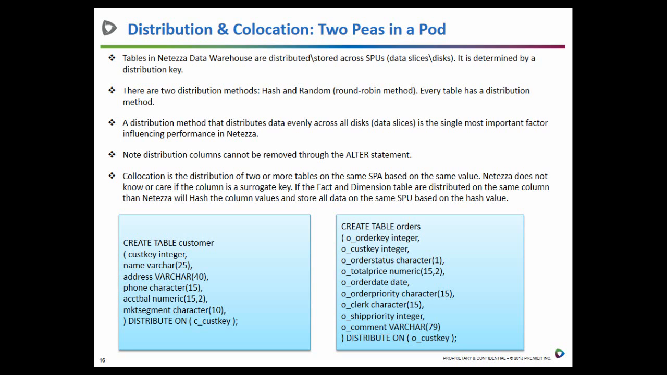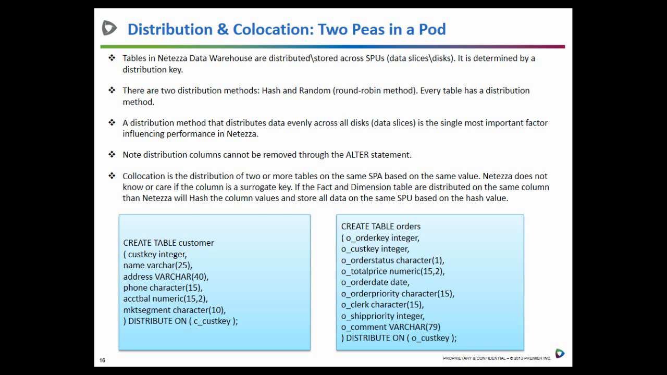Now, co-location is the other side of the distribution coin, right? You distribute data in a certain way so that you enable co-location in Netezza. And what does this co-location mean? Co-location is distribution of two or more tables on the same spool in Netezza based on the same value. Once again, I want to repeat that the spool is nothing but a node, a computer which has a hard disk, a CPU, a RAM, and an FPGA core.